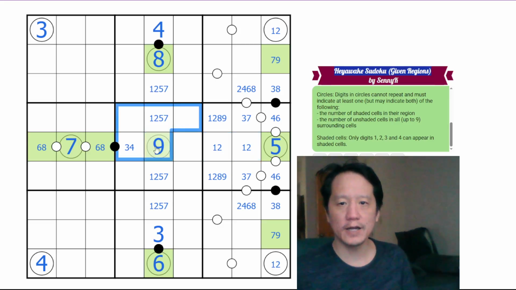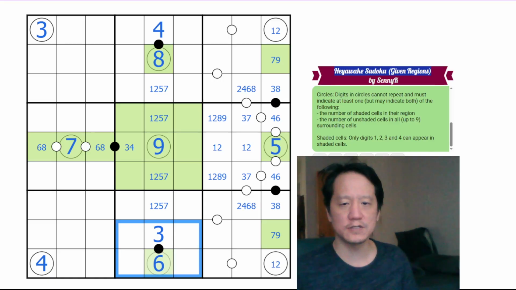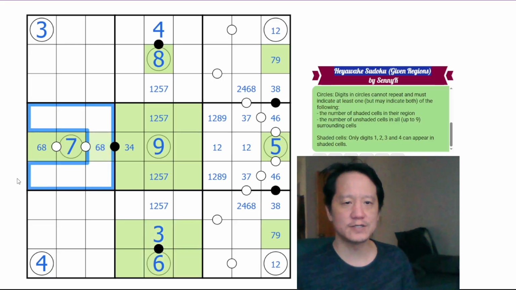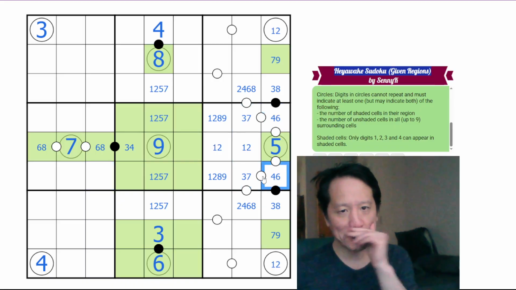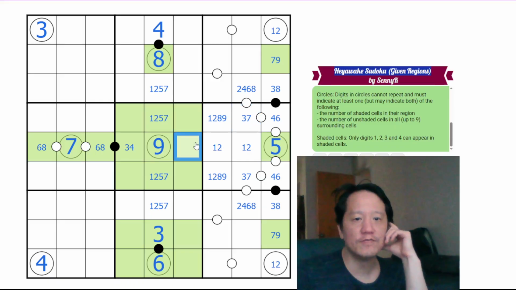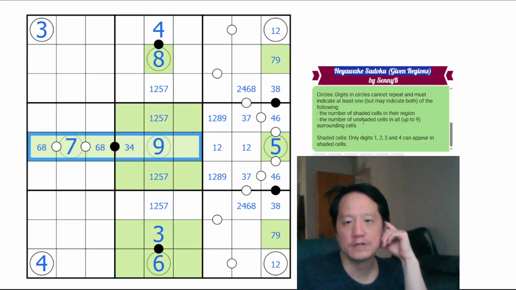So there's 9 unshaded cells in the surrounding 3 by 3 box. 6 has 6 unshaded cells in the 3 by 3 box centered on it. 7 has 7. 5. We have, this is all unshaded. So this must be shaded here.